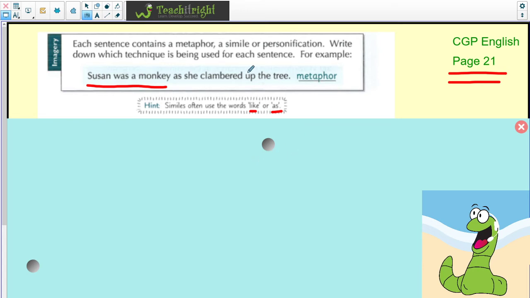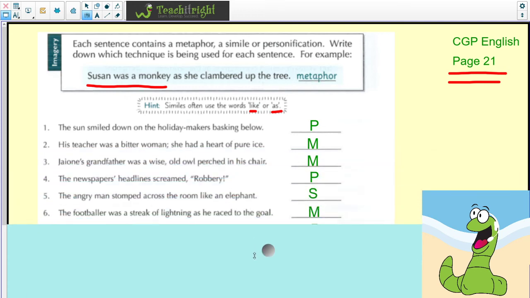So what we'd ask you to do is on each sentence, you need to write down, is it a metaphor? Is it a simile? Is it personification? And then we'll be able to have a look down through. So good idea to pause the video at this stage, and then we'll go down through and tell you what each of those are.